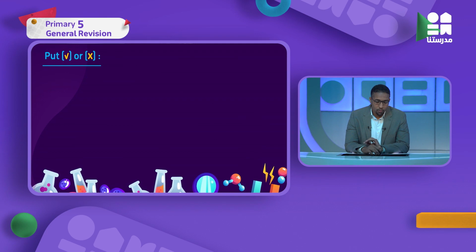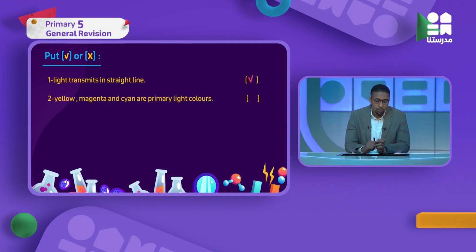The next question, put right or wrong. Light transmits in a straight line. Yes, it is right. Number 2, yellow, magenta, and cyan are primary colors. Are they primary colors? No. So the statement is wrong. They are secondary colors. Number 3, dynamo changes electric energy into magnetic energy. Electric to magnetic, is this a dynamo? No. This is from electric energy to magnetic energy. It is electromagnet, not dynamo. Dynamo changes kinetic energy into electric energy.